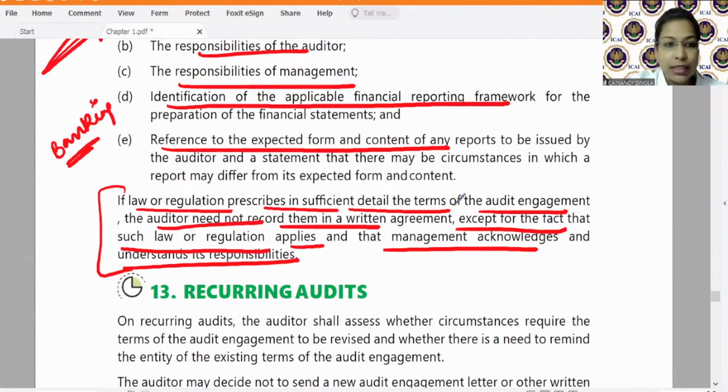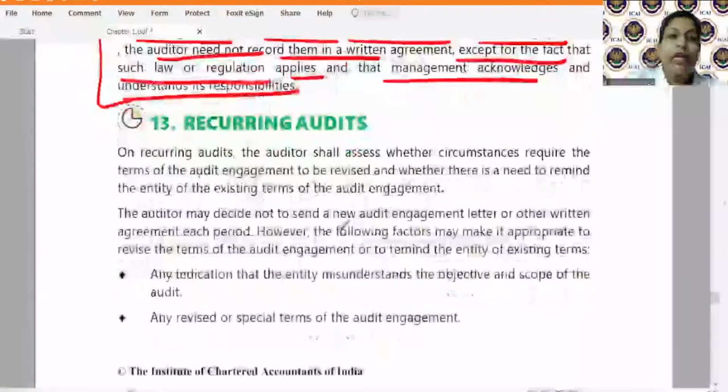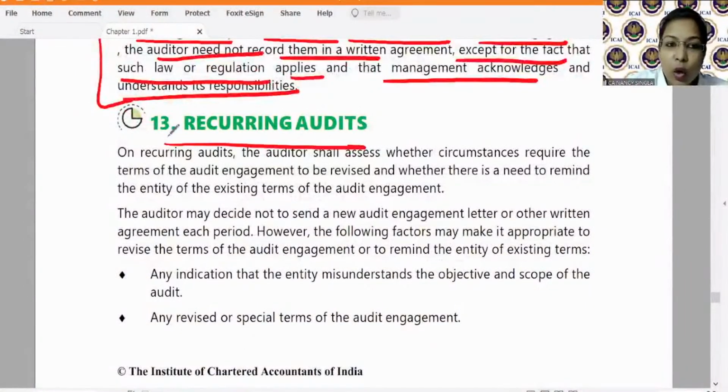Okay, so it will be sent by the auditor to the client. Now recurring audit, I told you the audit where you were the auditor last year also and it is occurring again. You are the auditor this year also. Now the question arises, is there a need to send the letter, the agreement containing terms of engagement, again and again? So the answer is no.